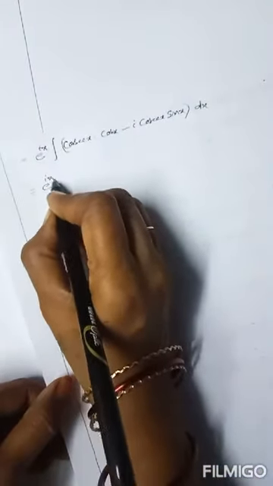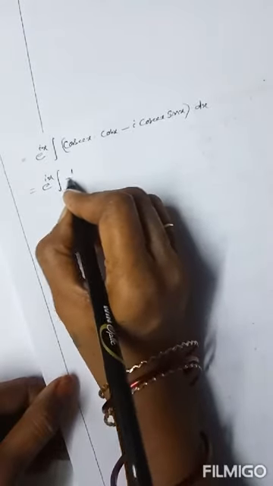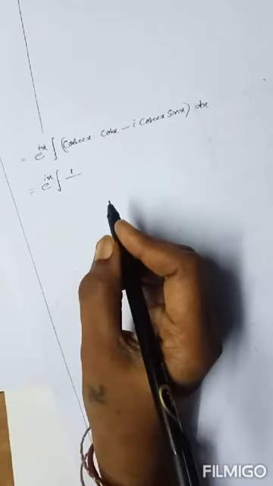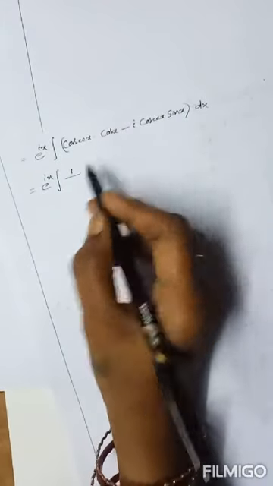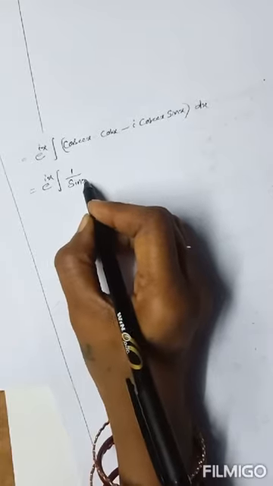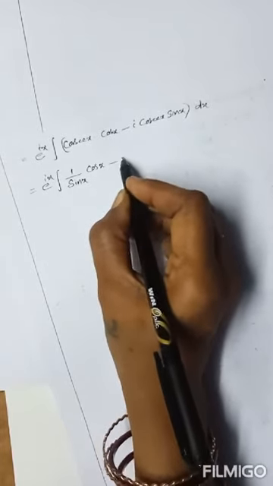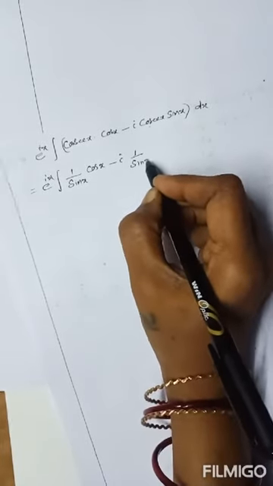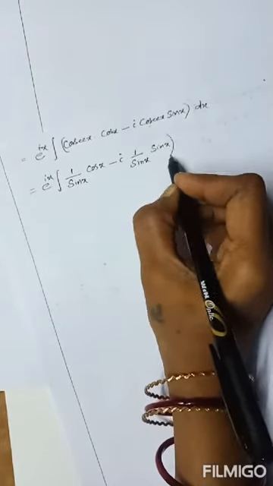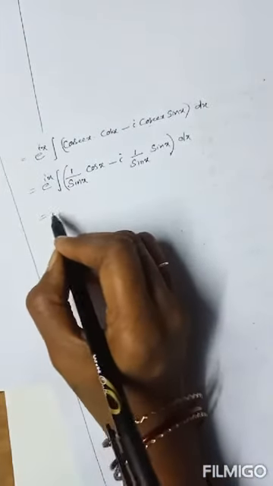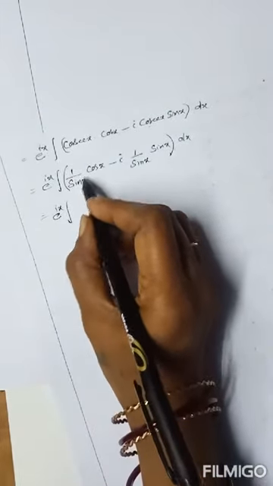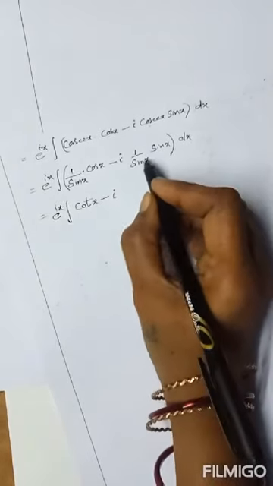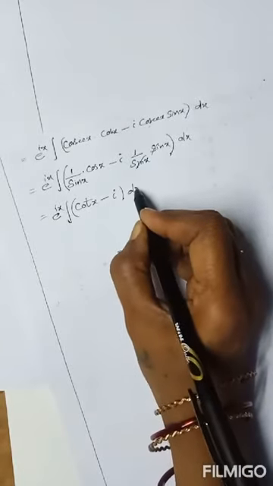Cosecant x is nothing but 1 by sin x, so we have e to the power ix, integration of 1 by sin x into cos x minus i, 1 by sin x into sin x. Simplification: e to the power ix integration of cos by sin, which is cot x, minus i, since sin gets cancelled, dx.